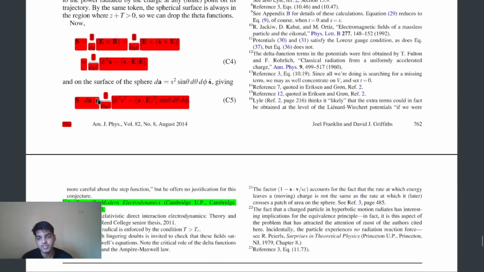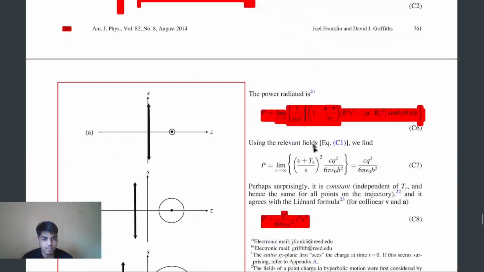This came out to be S dot dA, with r for a sphere, r square sin theta d theta d phi, and the radiation came out to be q square gamma power 6 a square by 6 pi epsilon naught c.